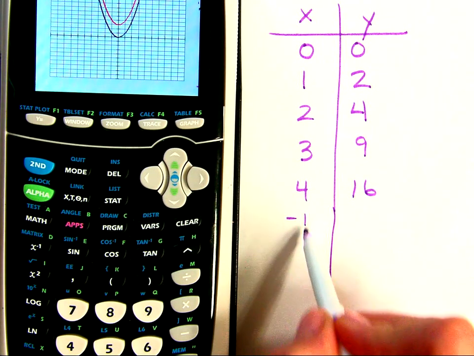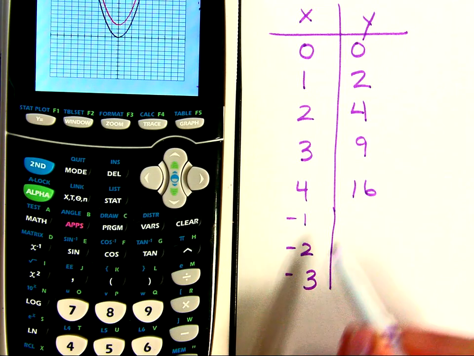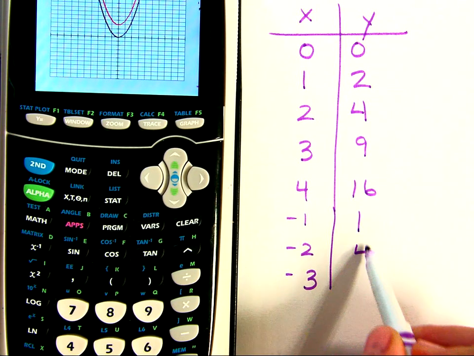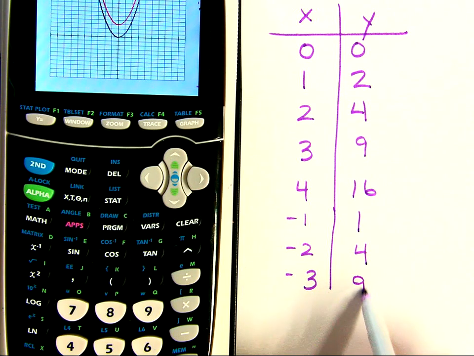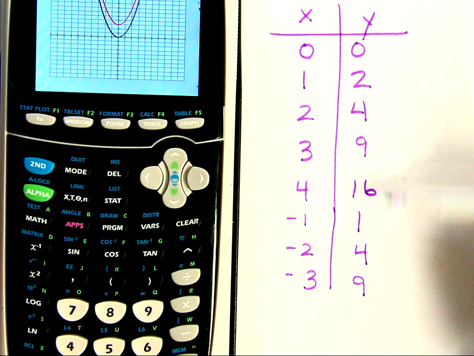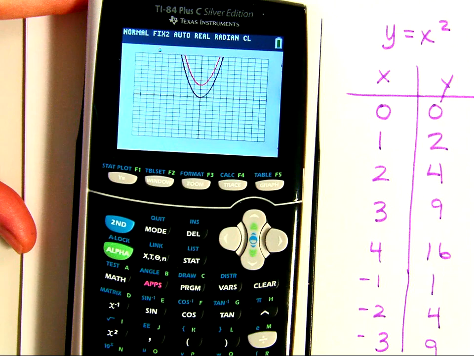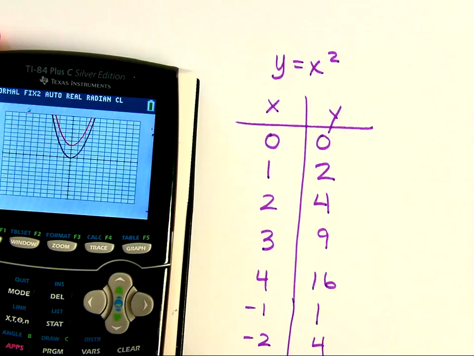That's our parent function. So then what happens when I make these negative values? Negative 1, negative 2. Well, what's negative 1 squared? Positive 1. Negative 2 is still positive 4. Negative 3 is positive 9. So all of these values will always be positive, right? So we work through that, and that's what creates that shape there.